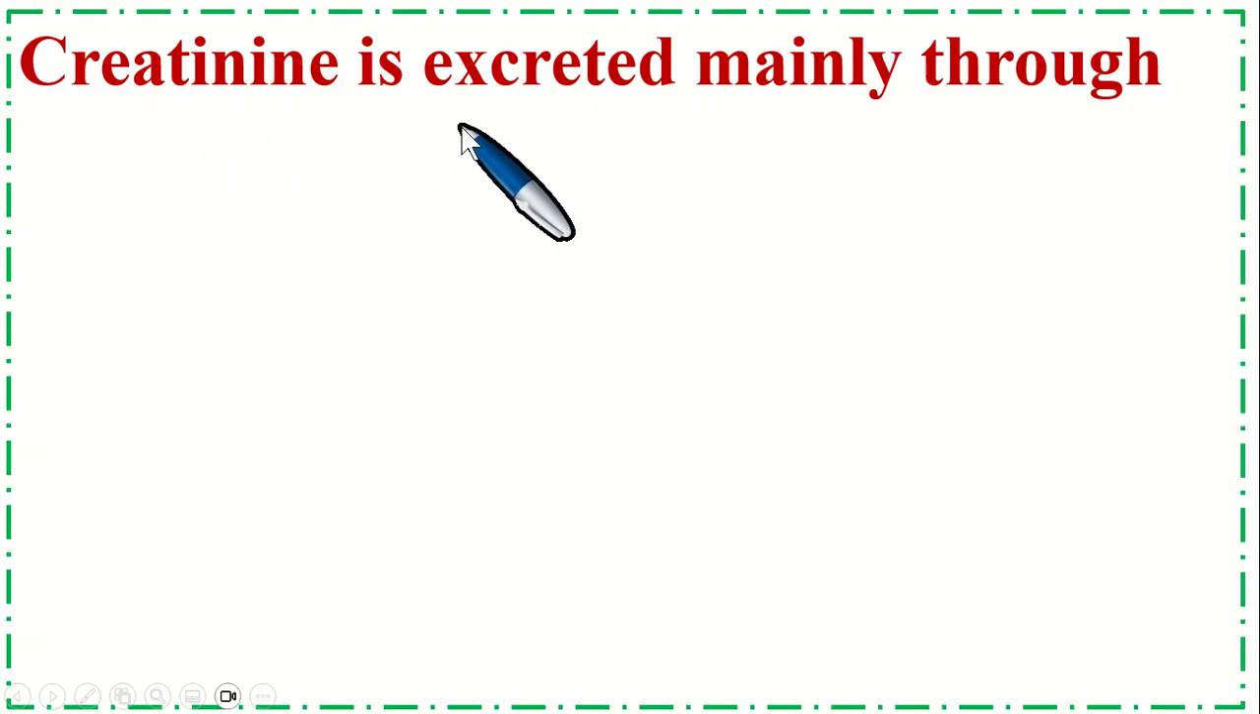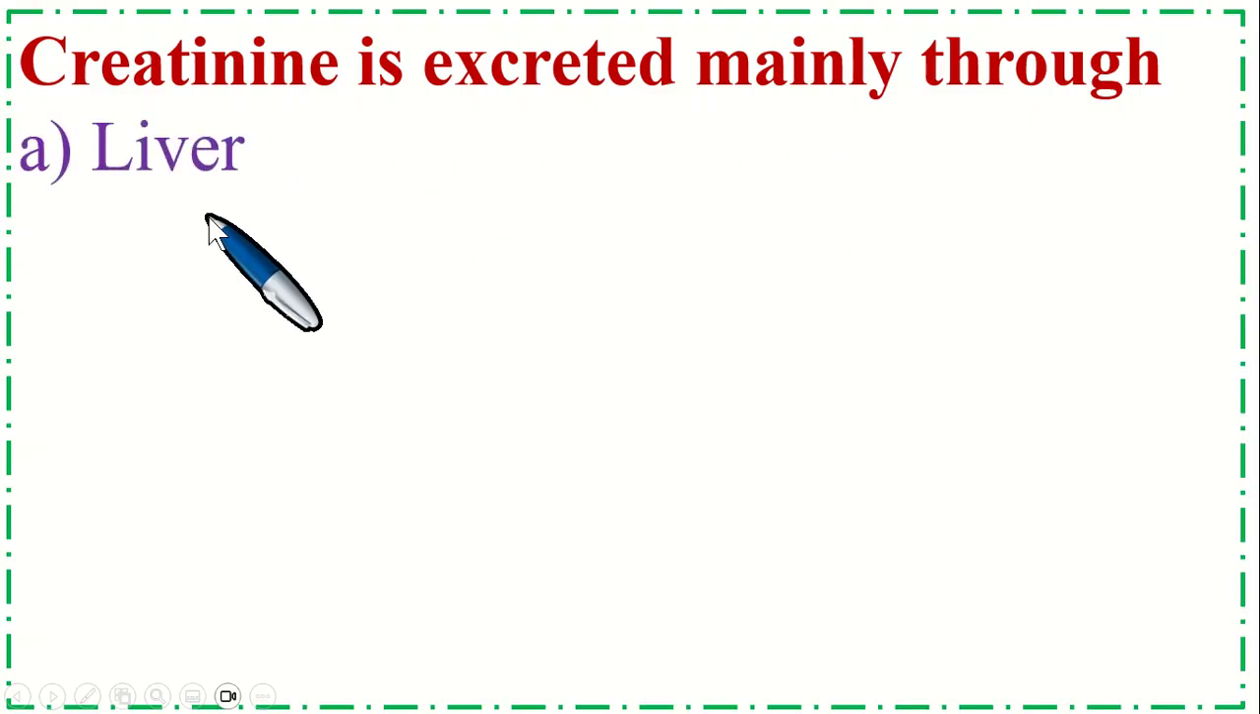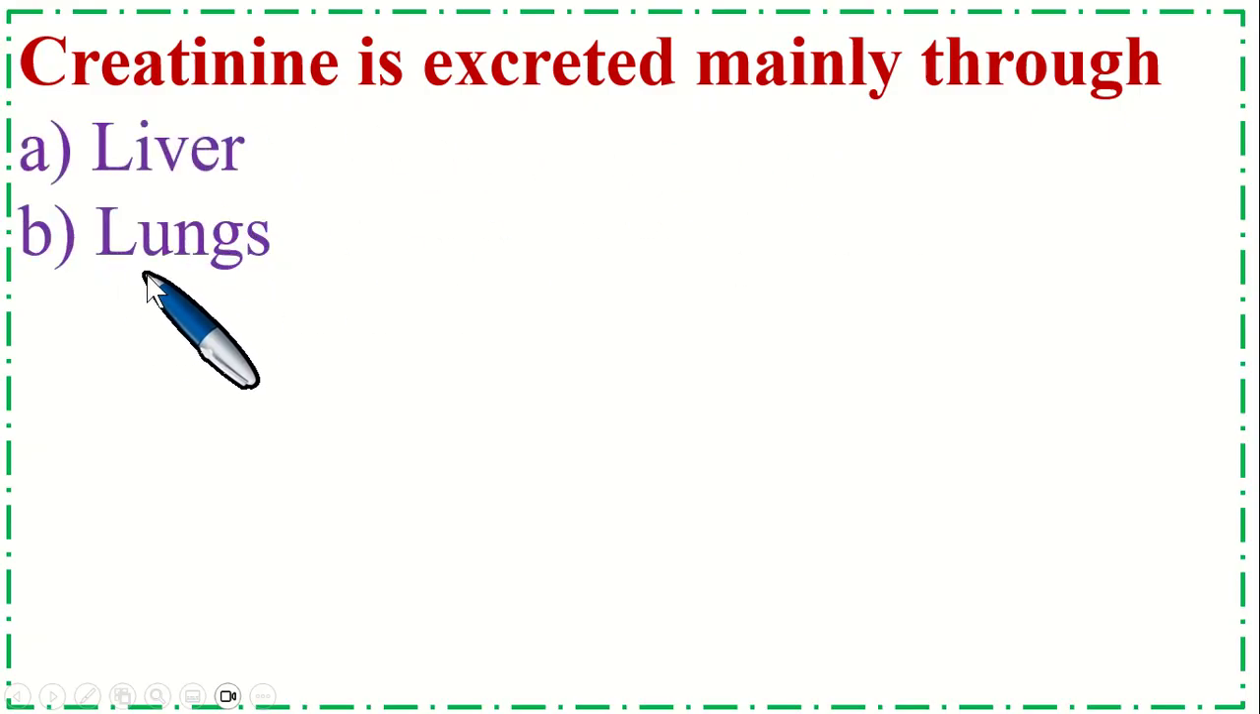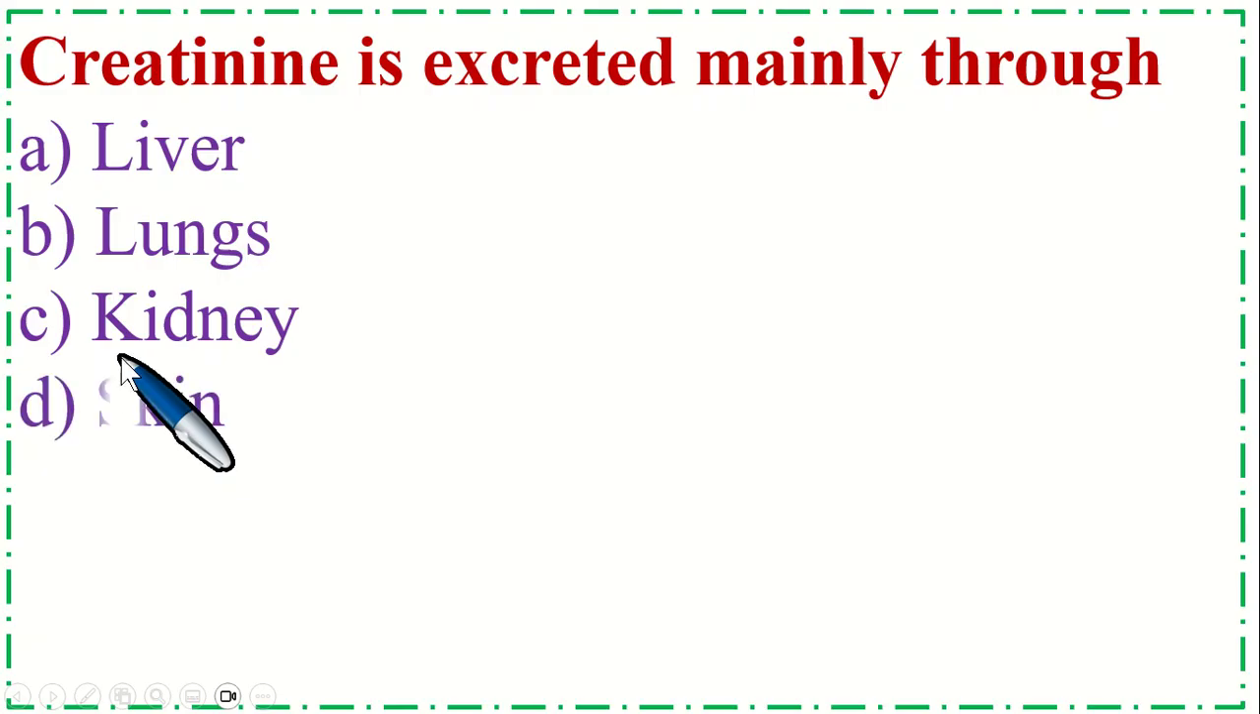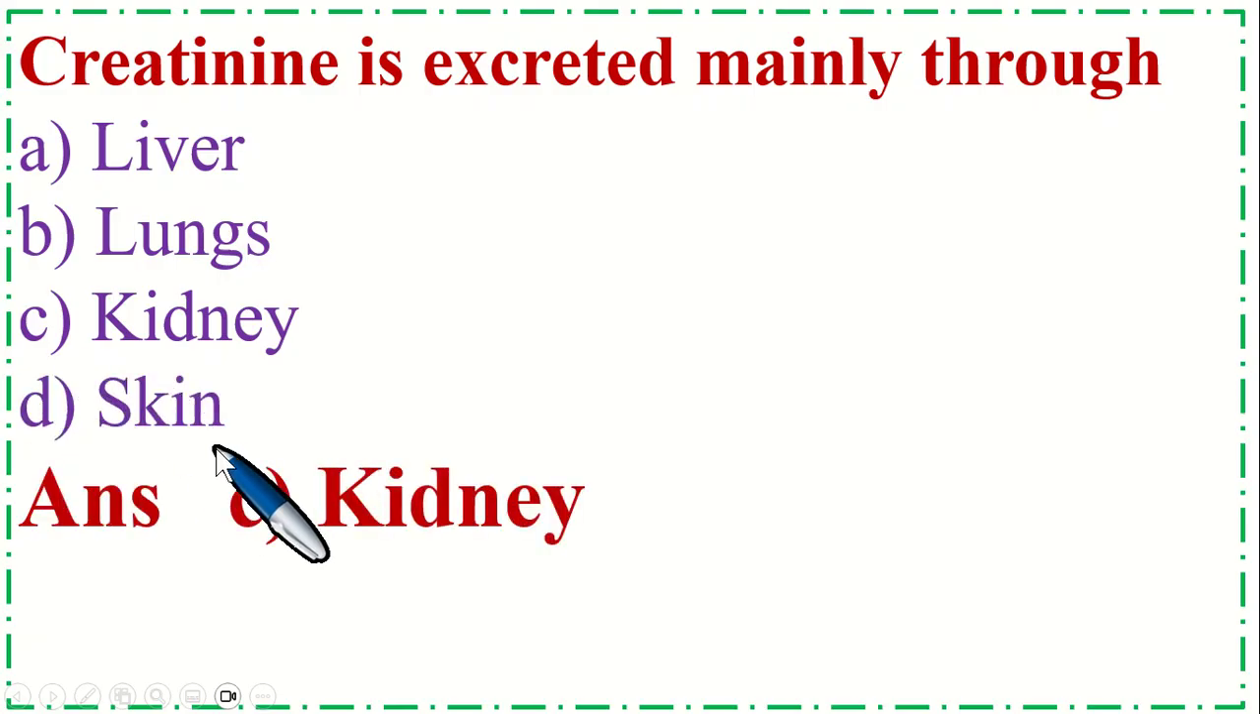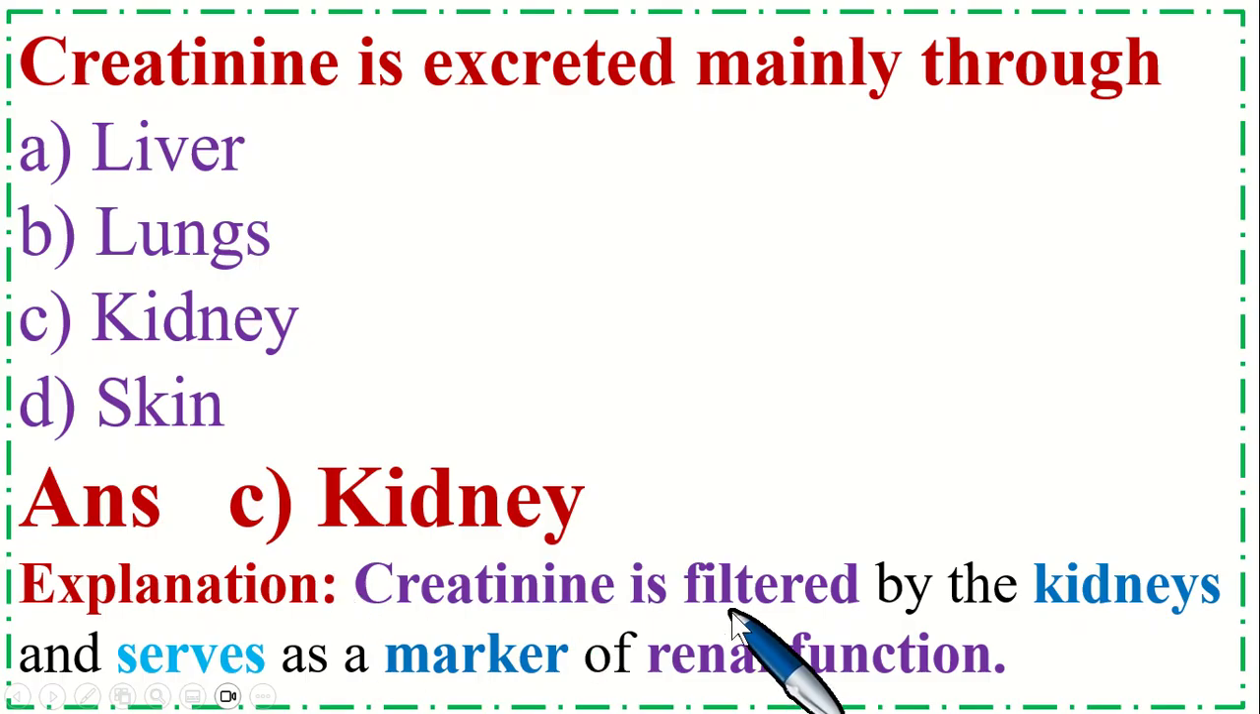Creatinine is excreted mainly through option A liver, B lungs, C kidney, and option D skin. So the correct option is C kidneys. Creatinine is filtered by the kidneys and serves as a marker of renal function.